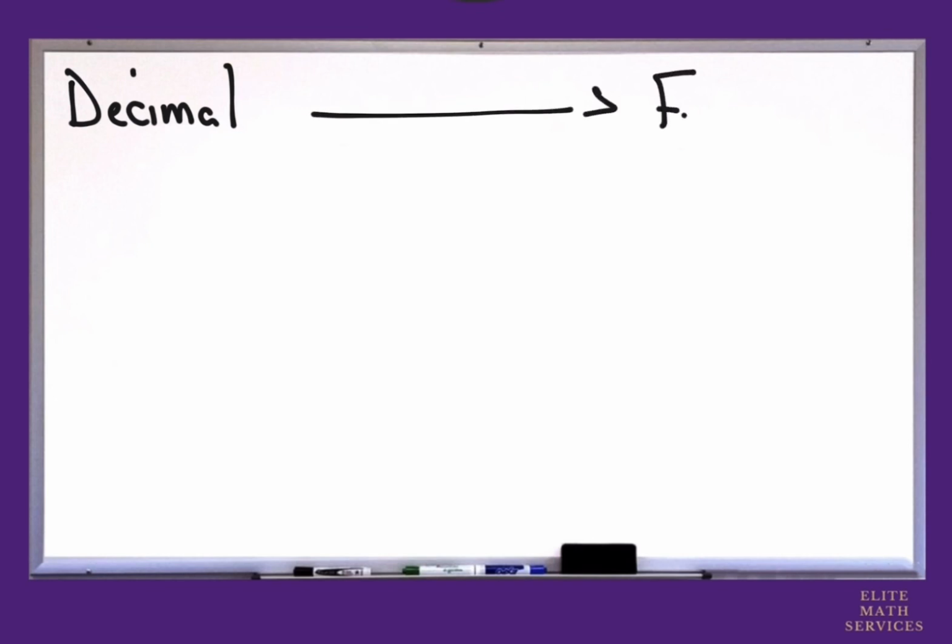In today's lesson, we're going to be learning how to change a decimal into a fraction. Now, to do this, we must have some background knowledge with place value. So we're going to put up a place value chart, and then we're going to fill it in as we go.